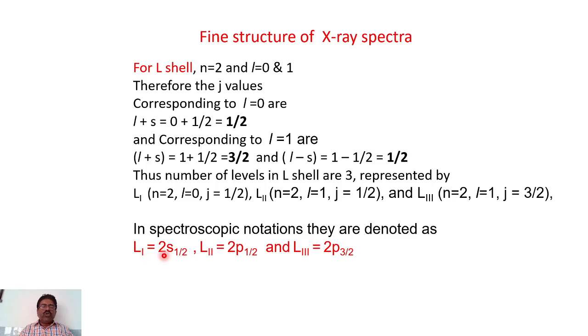L first corresponds to 2s half, 2 represents the principal quantum number, and s half is this particular term. For L is equal to 0, you know that it is represented by small s, and J value is half. So 2s half, that is the X-ray term, is represented by L first. Then L second is 2p half. L third is 2p 3 by 2. So there are three levels in L shell.